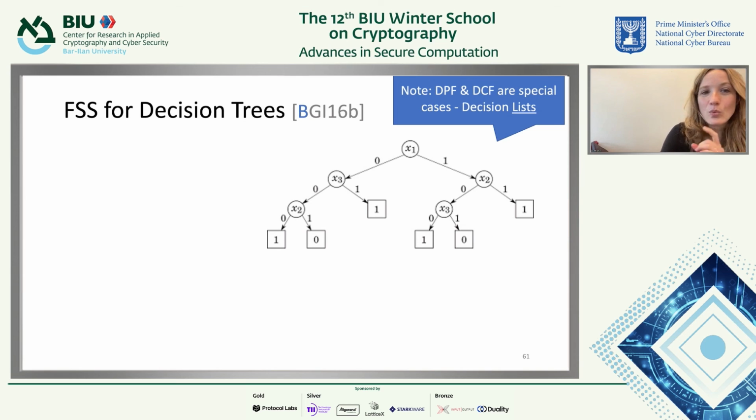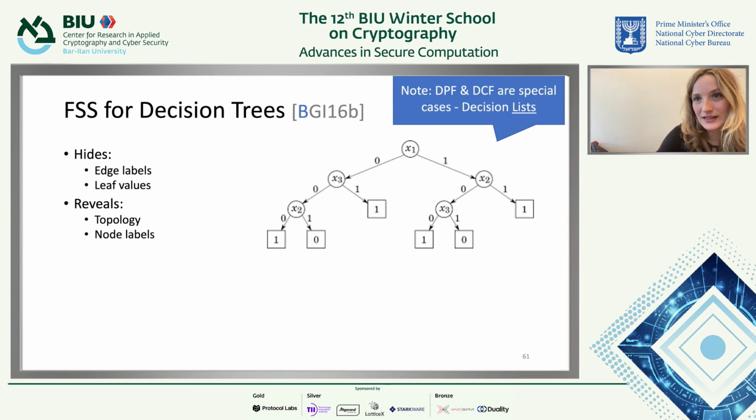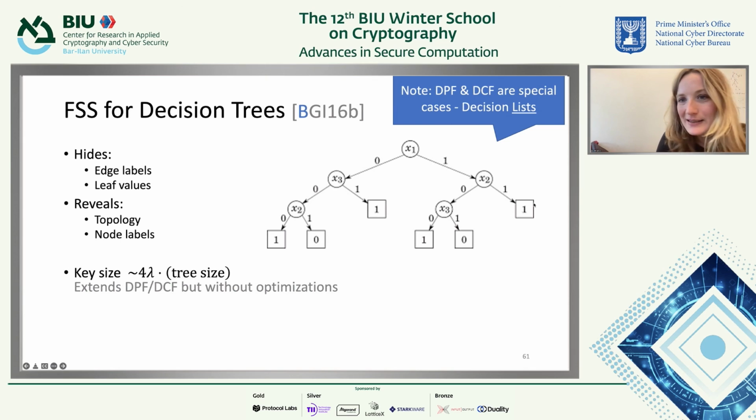Okay. So we have a construction for the class of decision tree programs. It hides some information and reveals some other information. What's hidden are the edge labels, that is which one is 0 and which one is 1, and the leaf values. It reveals the topology and the node labels. So basically the nodes are public and the structure of the tree is public. That's not being hidden by the key that I'm giving you. But you don't know which way is 0 versus 1, and you don't know the final output values.